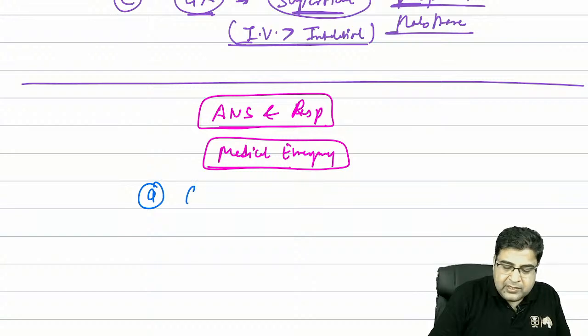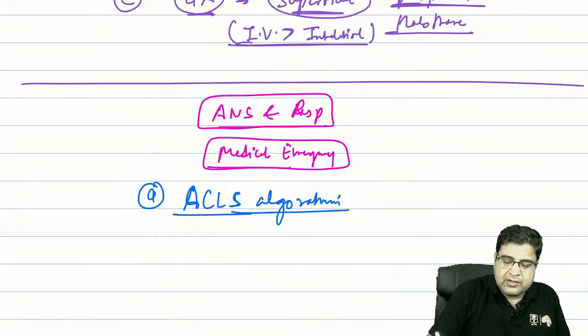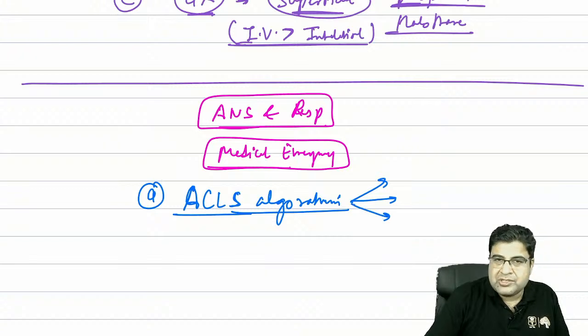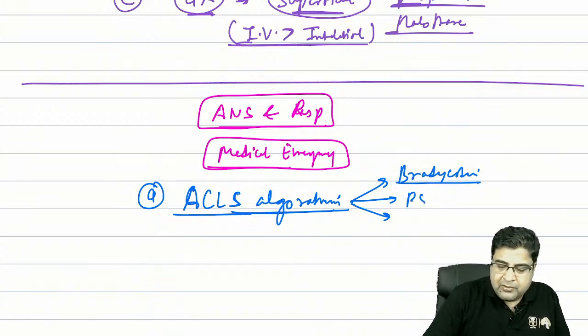Like this time there were three questions from the ACLS algorithm. I don't know why they have put so many questions on the ACLS algorithm. Like how to treat bradycardia. So in ACLS we treat bradycardia, we treat PSVT, we treat cardiac arrest.